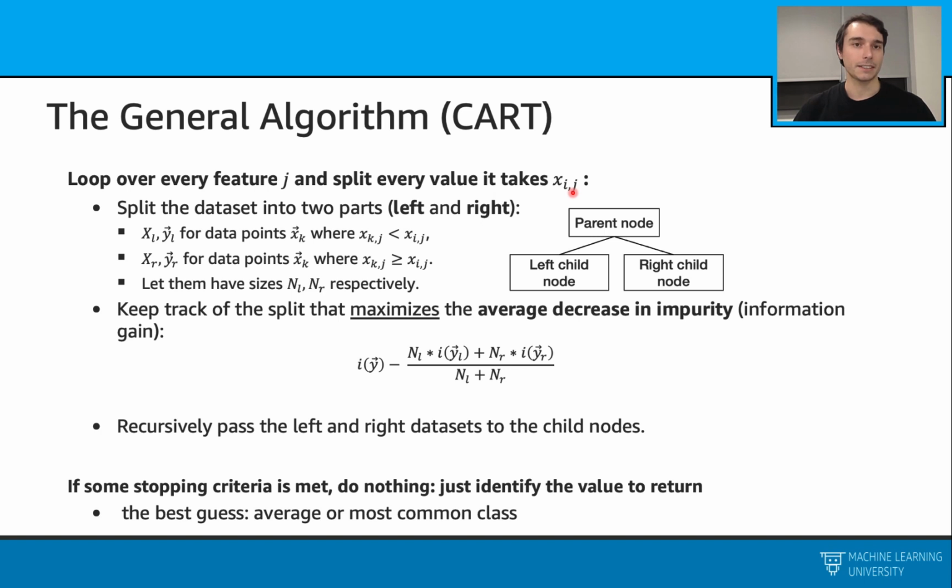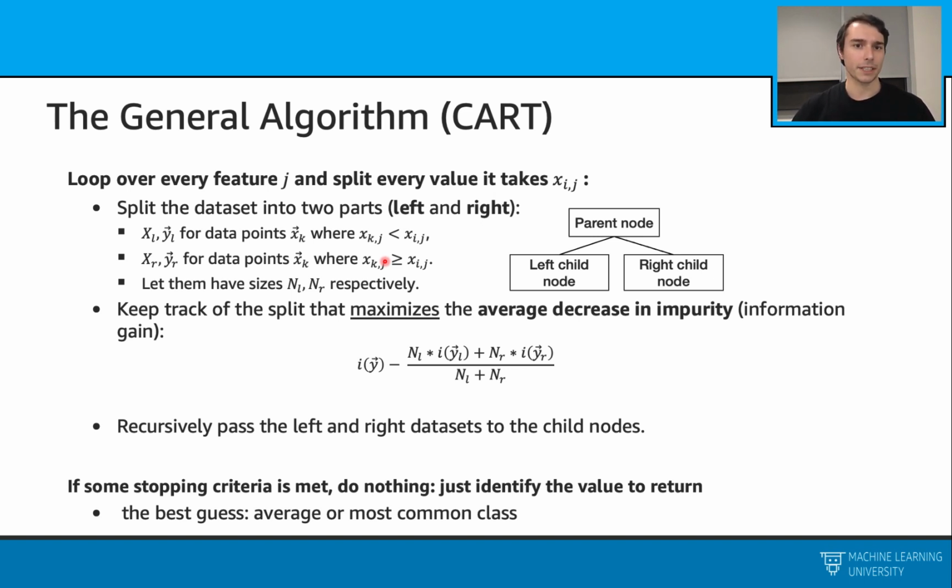We will split the data set into two parts, being left and right. For the left data points, we will use this notation, x_l, y_l, and we will use this condition for that. For the right data points, we will have x_r, y_r, and again, that will take the remaining condition, which is going to be this. We will also let these nodes have these sizes, n_l and n_r, and overall, we will try to keep track of the split that maximizes the average decrease in the impurity, or we will look for the split that will maximize our information gain.